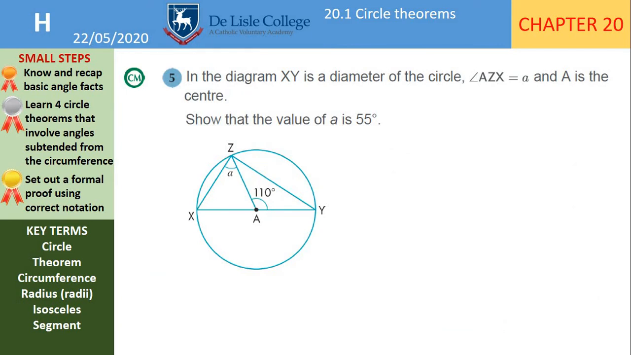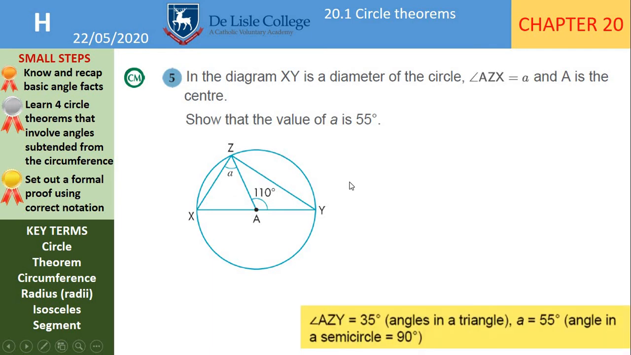Okay, question 5. Pause the video while you work this one out. Now again, this is a show that question, which means that you cannot use 55 in your working. We can see that AY and AZ are both the radius, and therefore we've got an isosceles triangle. So we're going to have 35 degrees for each of these angles. We've got a diameter, so x, z, y is going to be 90, and then 90 take away the 35 is 55.